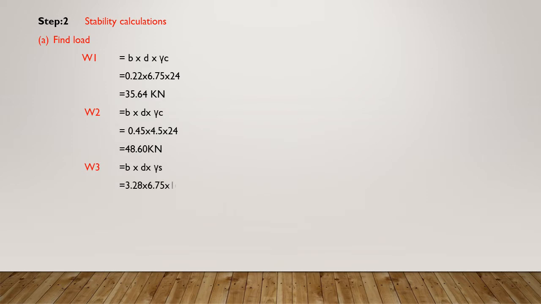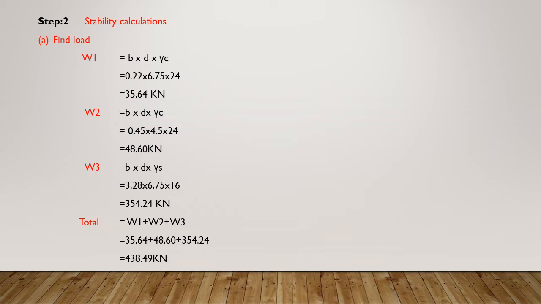So step number 3, stability calculation. First, find the load. W1 is equal to B into D into gamma C. B is a known value 0.22, D is the height of the stem 6.75, and gamma C is the unit weight of concrete 24. Then W1 is equal to 35.64 kilonewton.